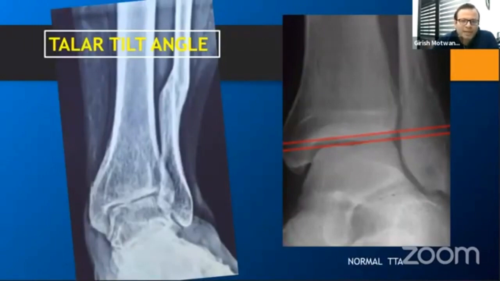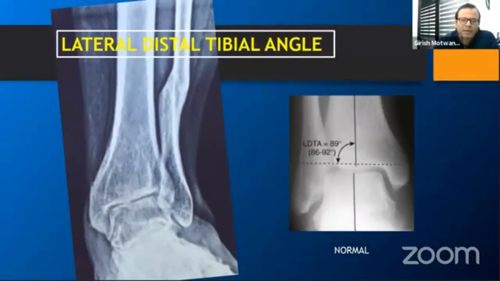The talar tilt angle, as you can see here, the long axis of the tibia and the talus has been shifted. So, it is a valgus malunion. TTA is 16, should be 0. Lateral distal tibial angle, the angle between the long axis of the distal tibia and the parallel axis of the joint line, should be between 86 to 92.